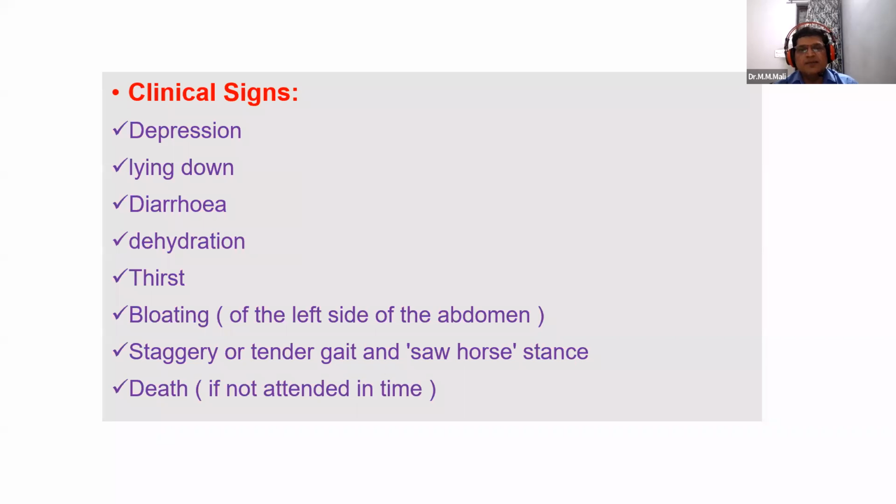And sometimes when the condition has advanced, there will be regurgitation, and there will be vomiting through the nostrils or through the mouth in case of severely affected animals in the last stage of the condition.